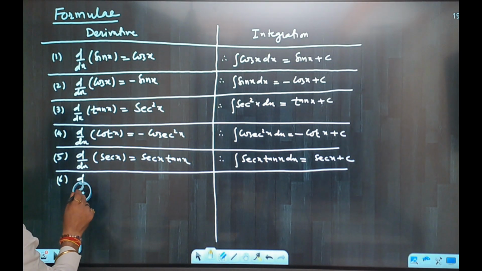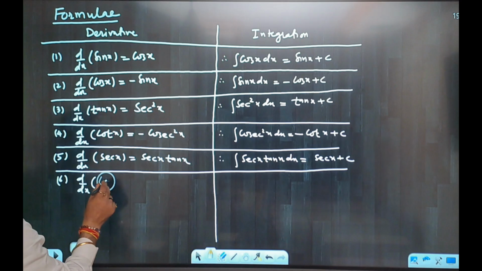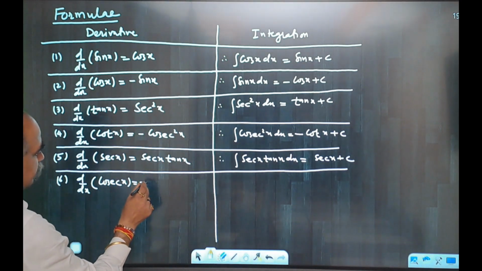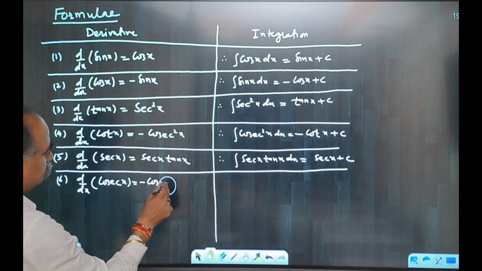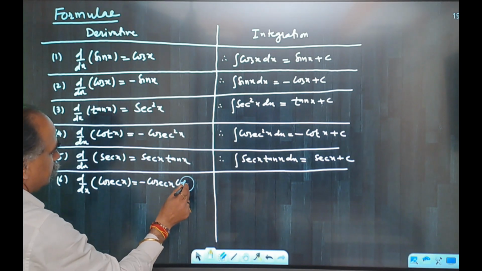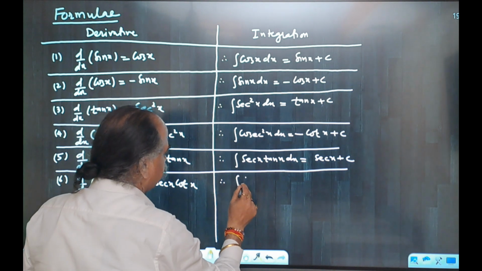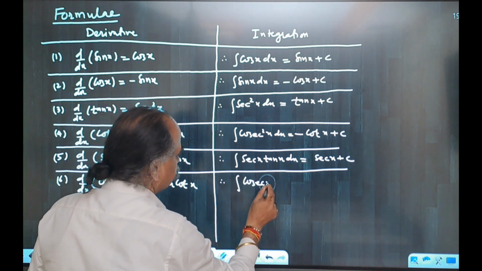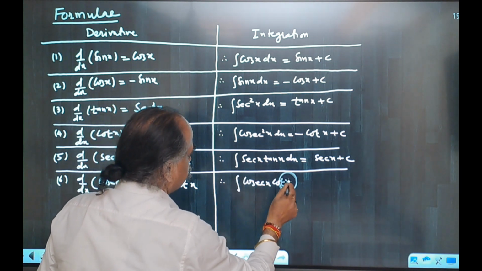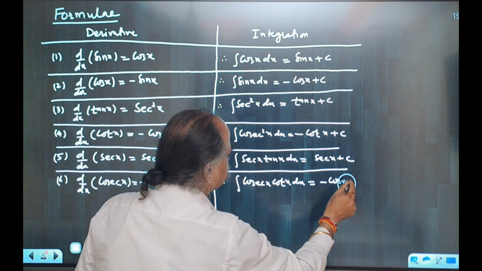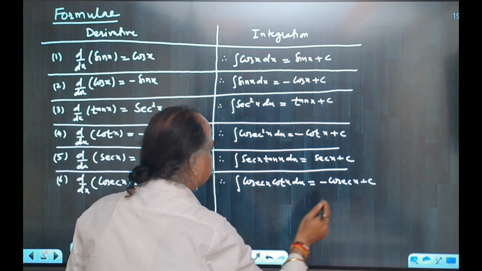Derivative of cosec x is minus cosec x cot x. Therefore, integral of cosec x cot x with respect to x is minus cosec x plus c.